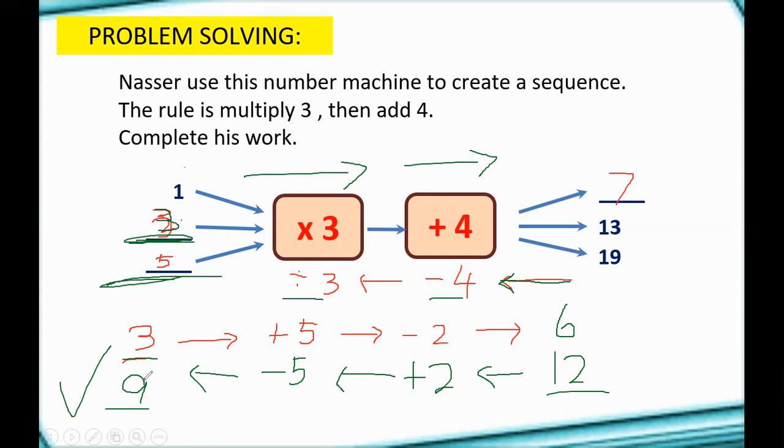Same is true here. So we don't know the first number here. Therefore, if it's minus, you will do plus 2. And then plus 5 will become minus 5, so that we will find the first missing number or the input. Okay, is that clear?